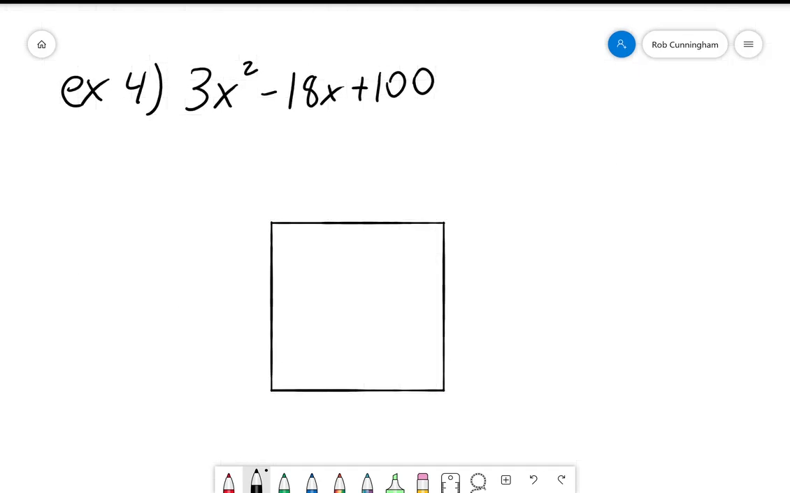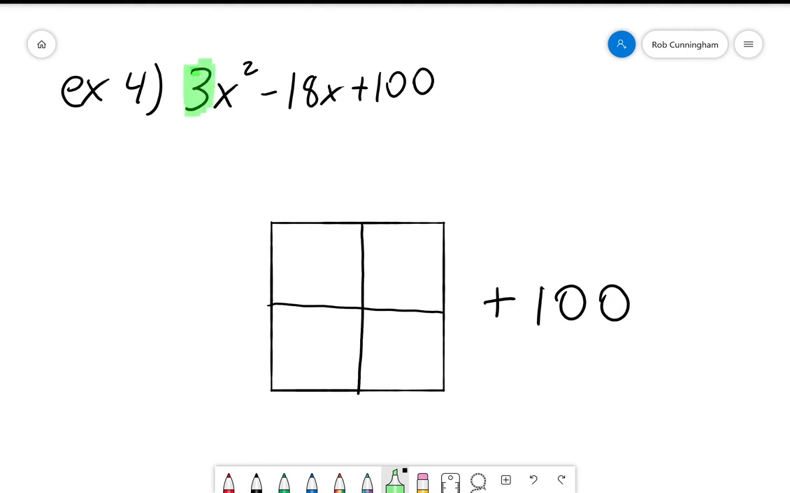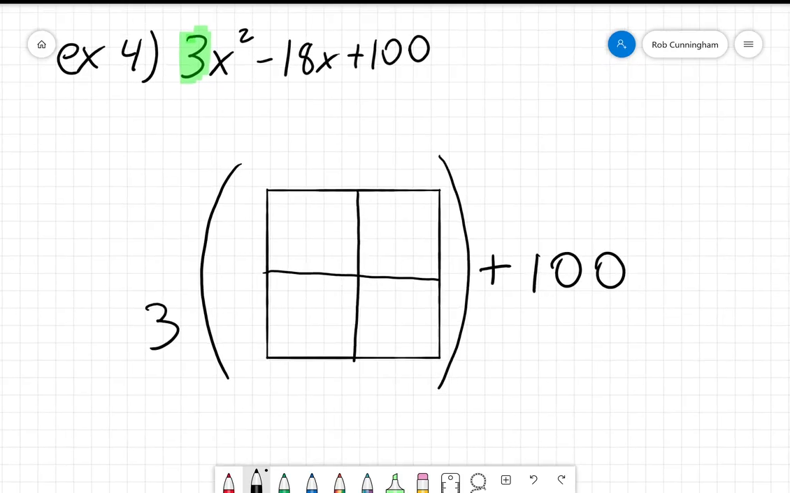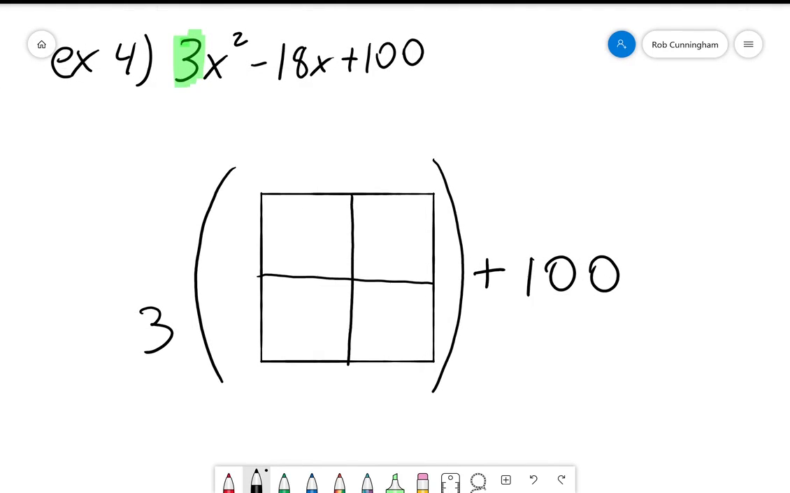So here's our perfect square, right? Here's the thing that we want to make a square out of. There's a plus 100 here. And because of this 3, we're not just looking at one square, we're looking at 3 squares. Okay? I hope this makes sense.